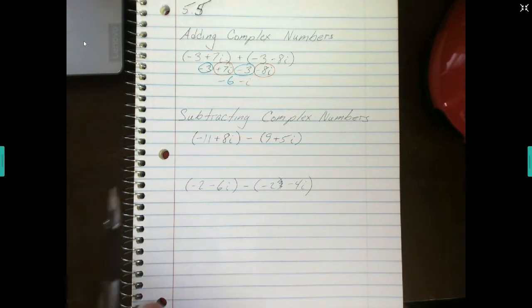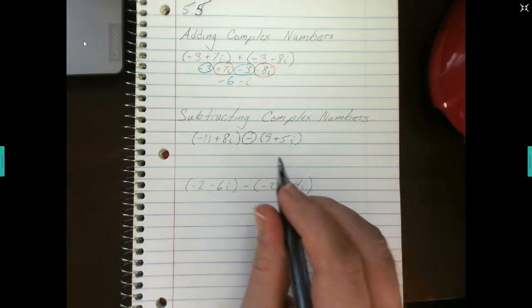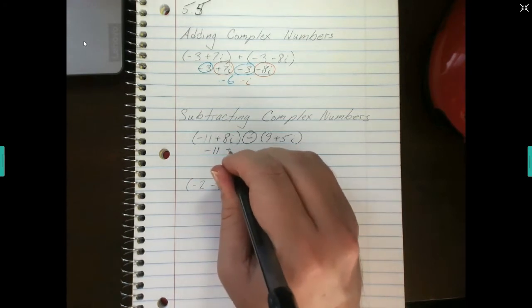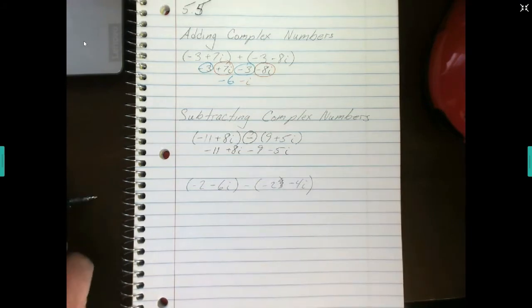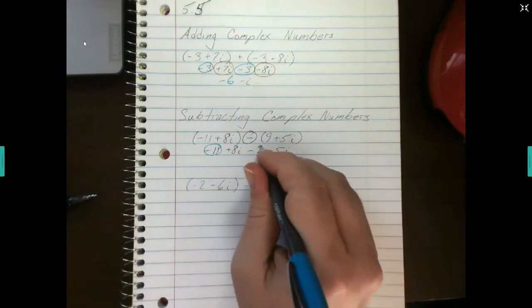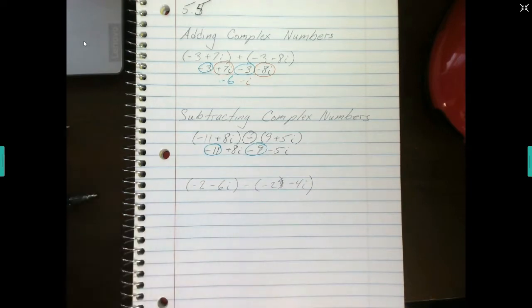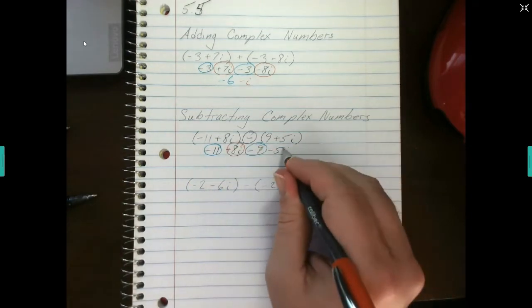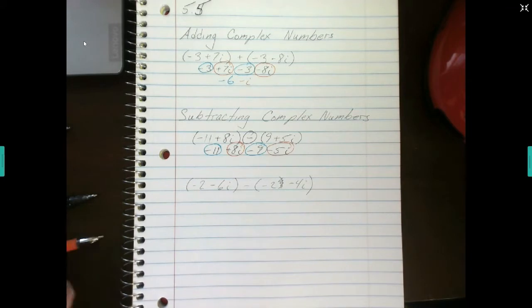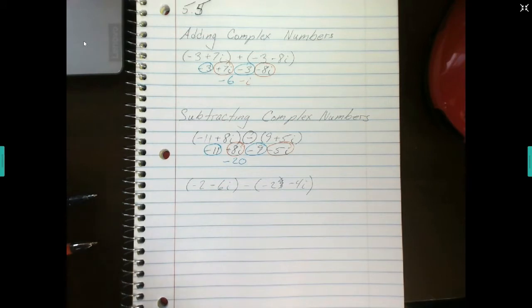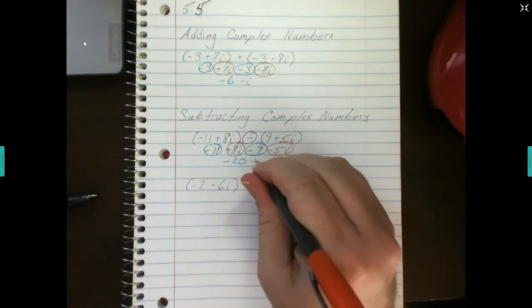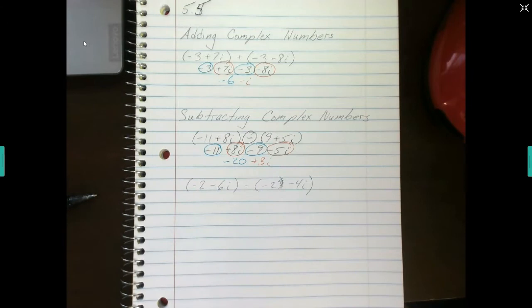Now, the subtracting complex numbers, really similar. The only thing is you need to distribute this negative. If you forget to distribute that negative, you're going to get it wrong. So -11 plus 8i minus the 9 minus the 5i. Then we're just going to do the same thing. I'm going to combine all of my real numbers here. I'm going to combine all of my imaginary numbers. And then I'm just going to rewrite it as one number. The -11, the -9 is going to be -20. The 8i, the -5i is just going to be positive 3i. And that one's totally done.